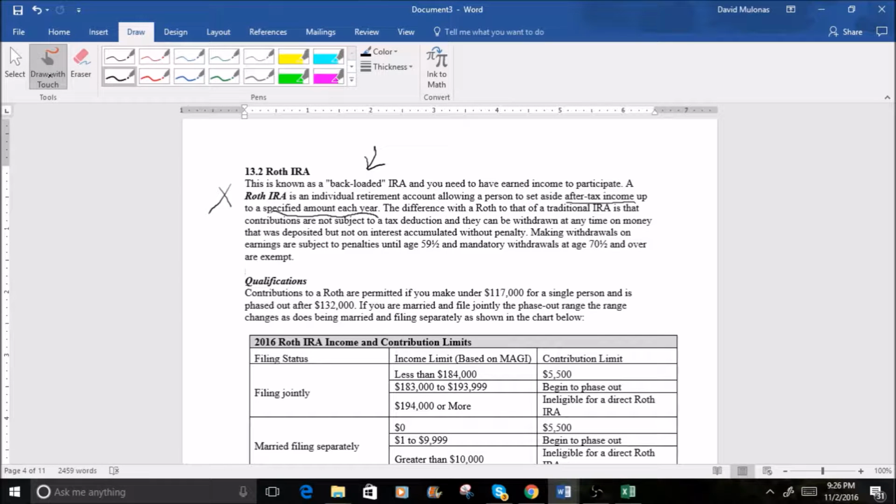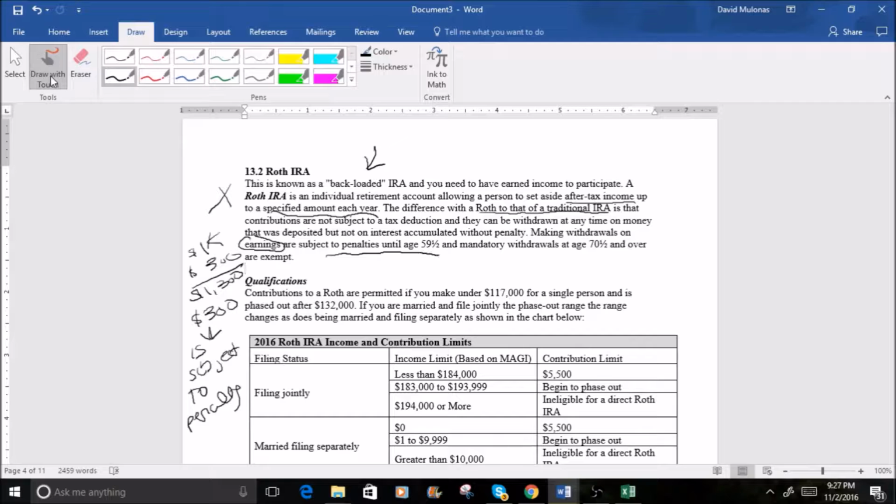Now the difference with the Roth to that of a traditional IRA is that contributions are not subject to a tax deduction. And they can be withdrawn at any time on money that was deposited, but not on interest, without penalty. So any earnings you make, so if you put $1,000 in here, just for example, and you made $300 on that, right now your account would be at $1,300. Now if you took that $1,000 out, you're fine, but if you take anything of that $300 here, that section is subject to penalty, depending on the rules.